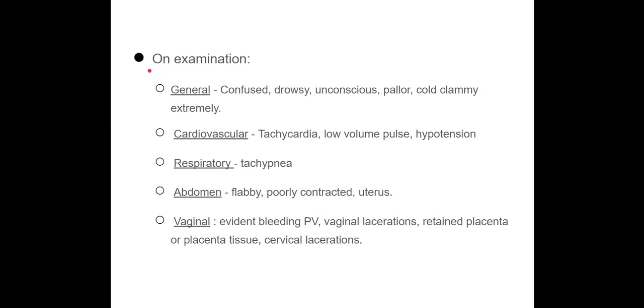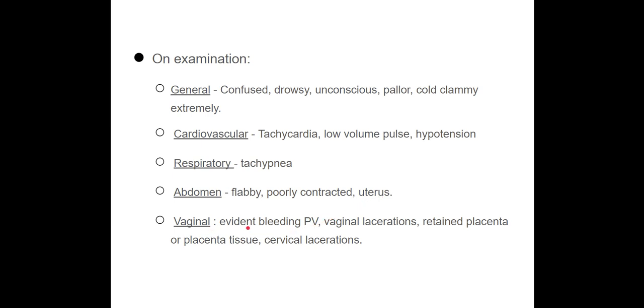So if you examine the patient, if you do a general exam, generally the patients are confused, they are drowsy, they may be unconscious, they may be pale, they may have cold, clammy extremities, which are signs of anemia and hypovolemic shock. Cardiovascular exam may show tachycardia, low volume pulse, hypotension, respiratory rate may show tachypnea, the abdomen may show a flabby, poorly contracted uterus if uterine atony is the cause.